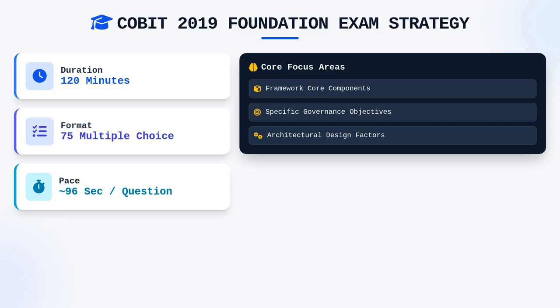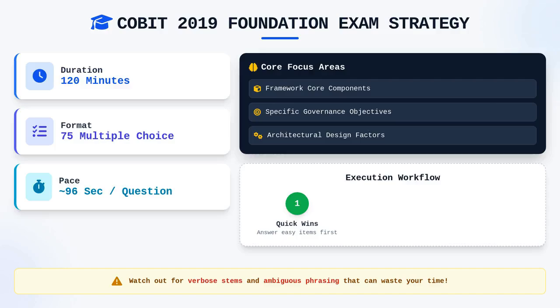You have 120 minutes to complete 75 multiple-choice questions, which equates to approximately 96 seconds per question. This is a generous amount of time if you have mastered the material, but it can vanish quickly if you get trapped by verbose question stems or ambiguous phrasing. You should prioritize answering the questions you find straightforward first, marking the more complex scenarios for a second pass. This ensures you secure the easy points early and lowers the cognitive load for the later, more challenging problems.